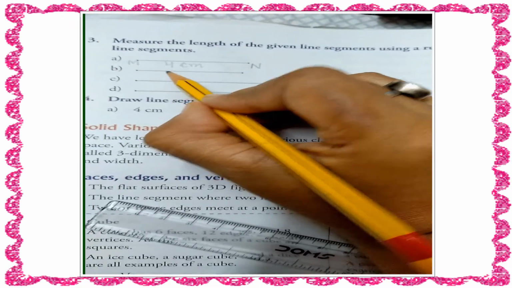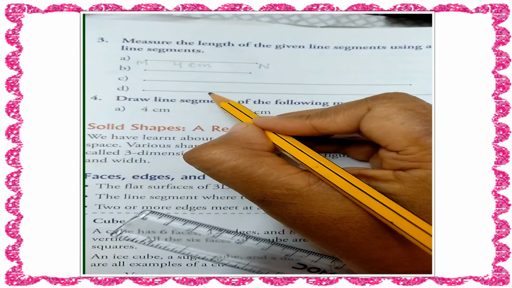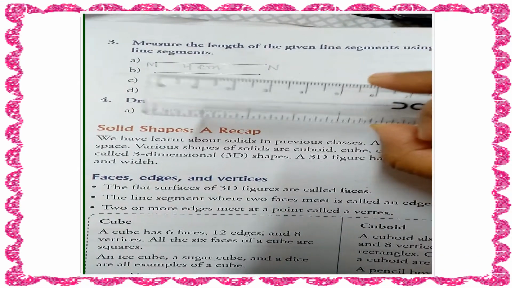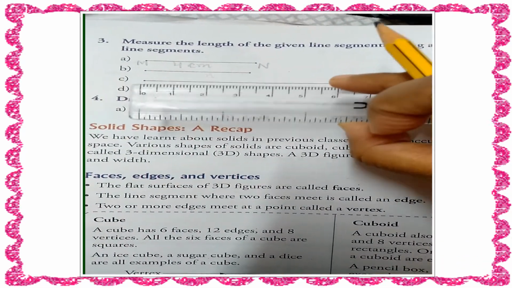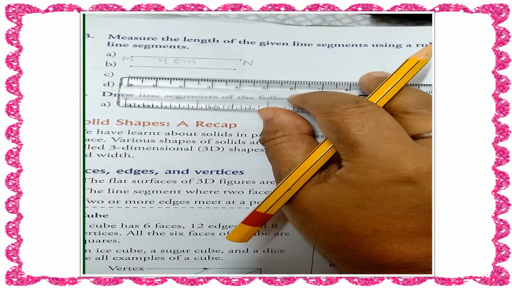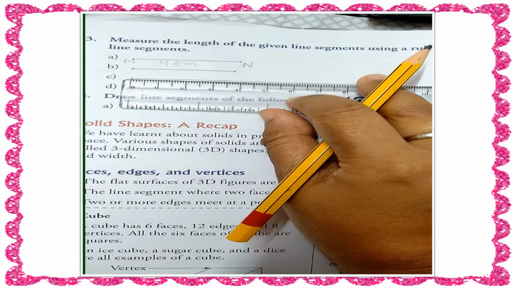So children, like this you can measure all these 3 line segments also. Just you have to take care that you have to place the ruler carefully. Its 0 should be on the first point of the line segment.